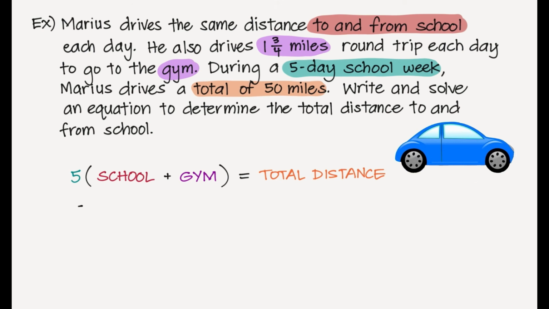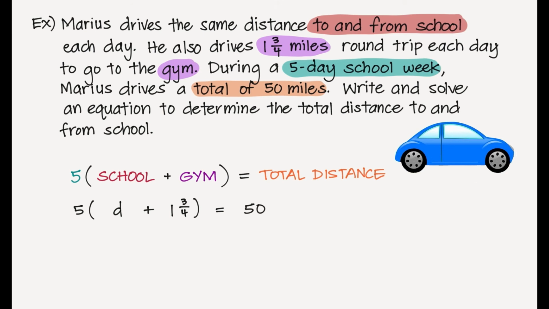So now let's go ahead and plug in things that we know. The 5 is going to stay there. We don't know the distance to and from school, so that's my variable. I'll say D. The gym distance is 1 3/4, and the total distance is 50 miles. So now I have my equation set up.